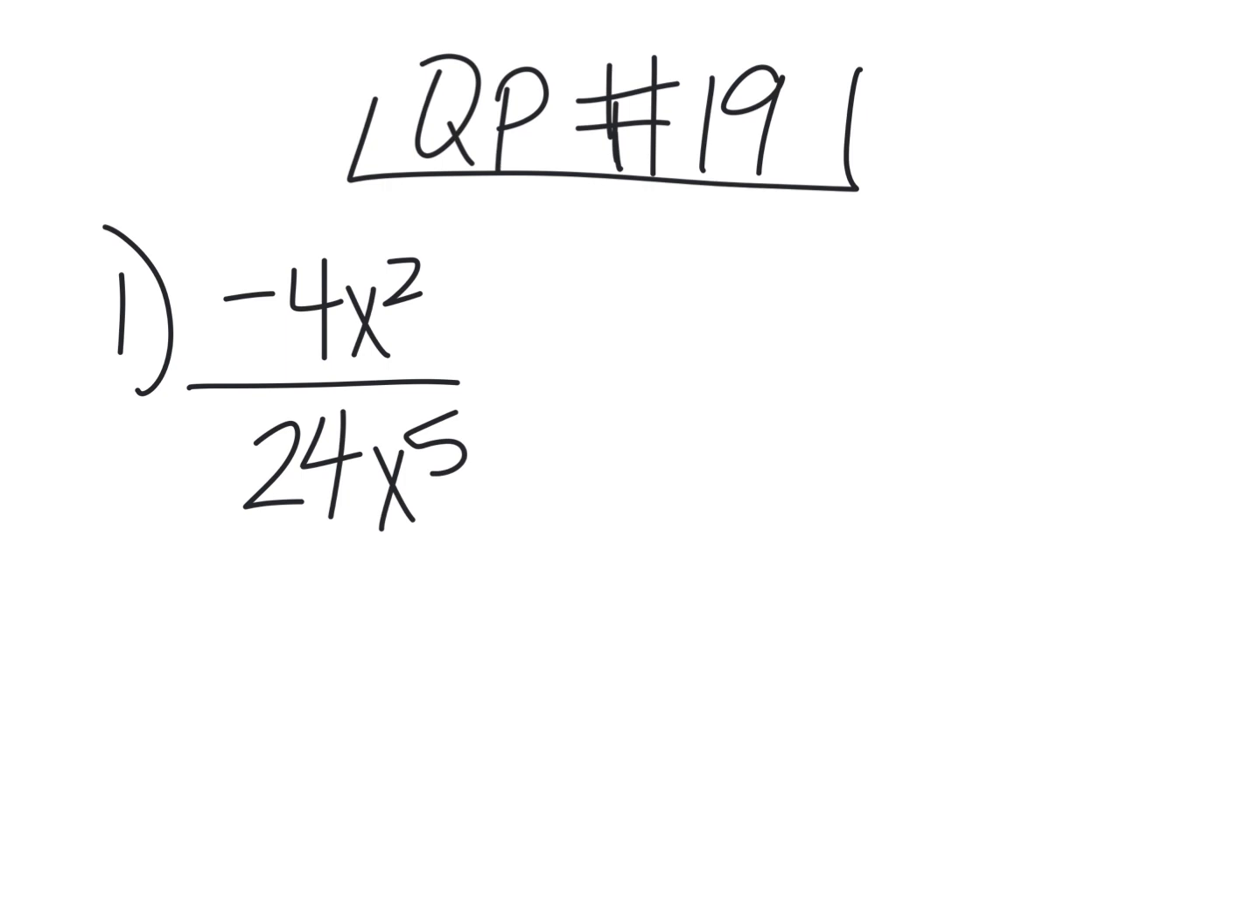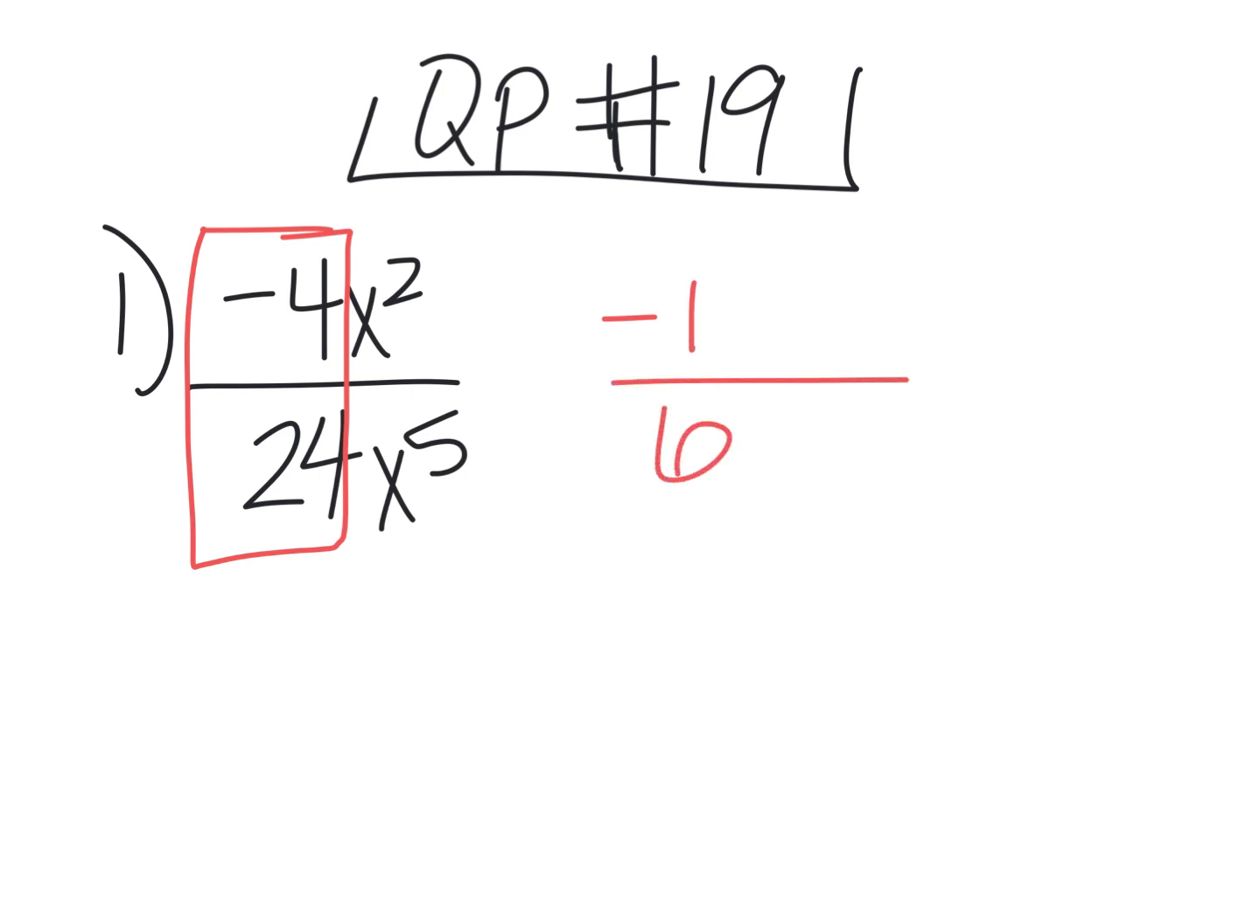So the first one, we have -4x squared over 24x to the 5th. So we're going to simplify this. So -4, 24, they can both be divided by 4. So we have -1/6. So I'm going to write it as -1 and then the 6. And then we have x squared and x to the 5th.